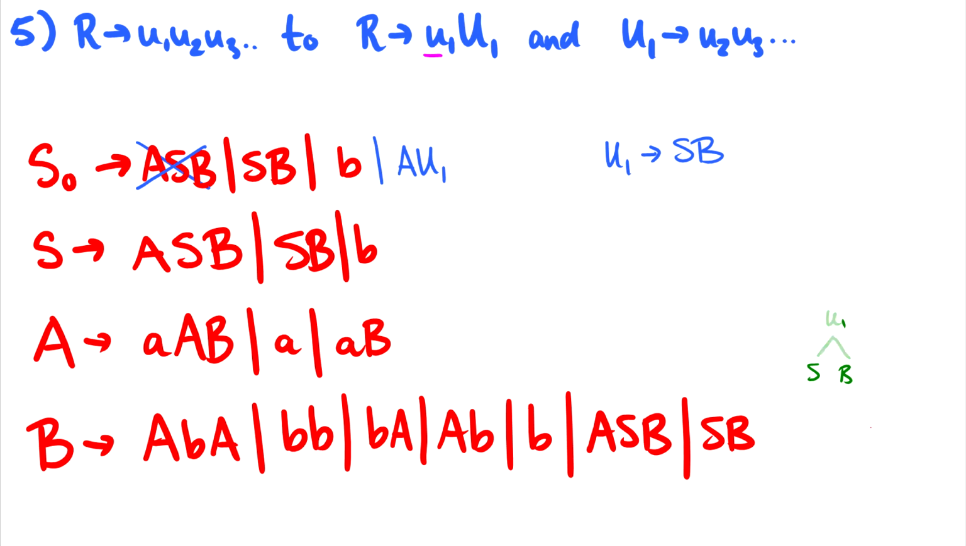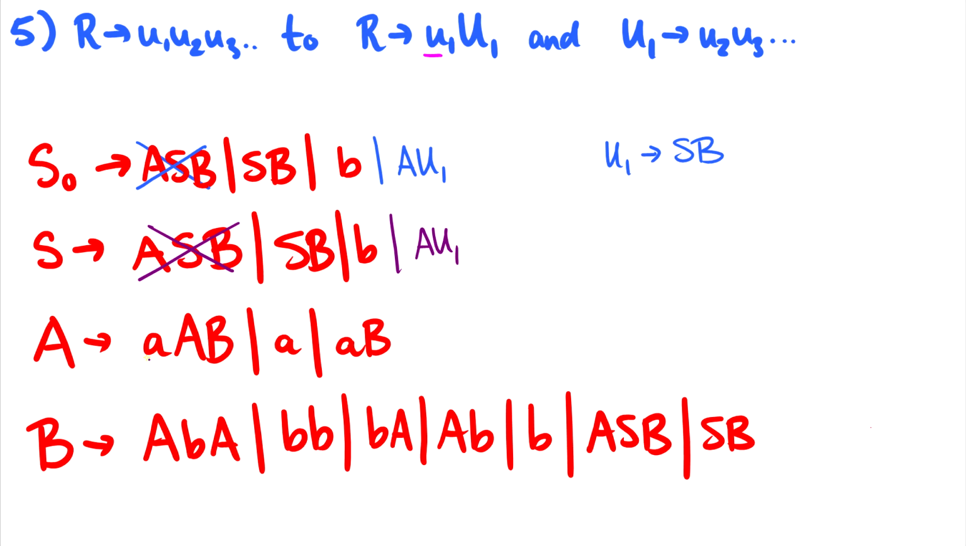Okay, so let's continue and finish off the rest of the rules here. Now what we can do if we want is convert this SB just to U1, but I won't do that. For S, we have ASB again, so we can remove that and add our AU1 rule. We already have U1 going to SB, so we don't need to define it again.